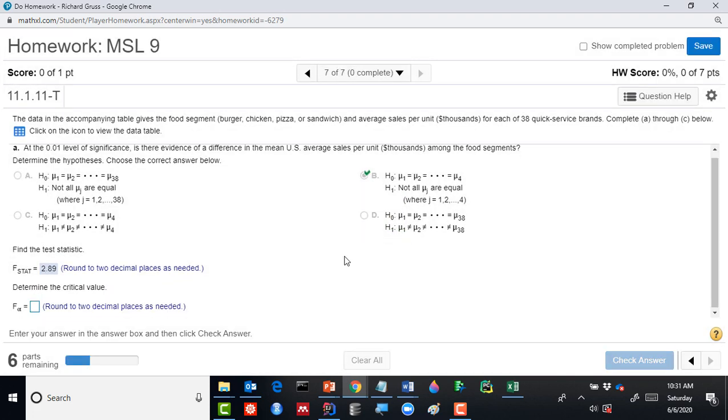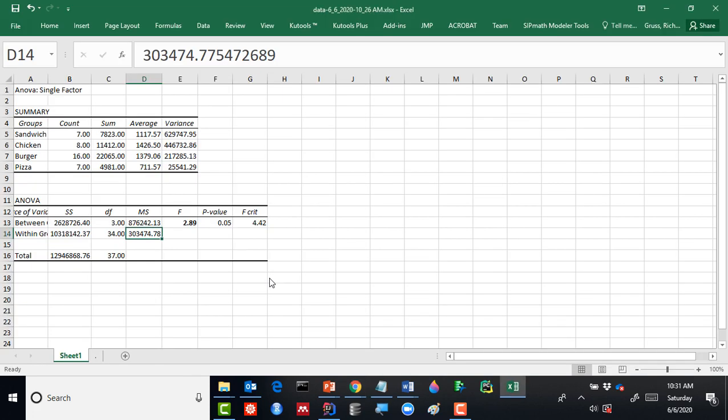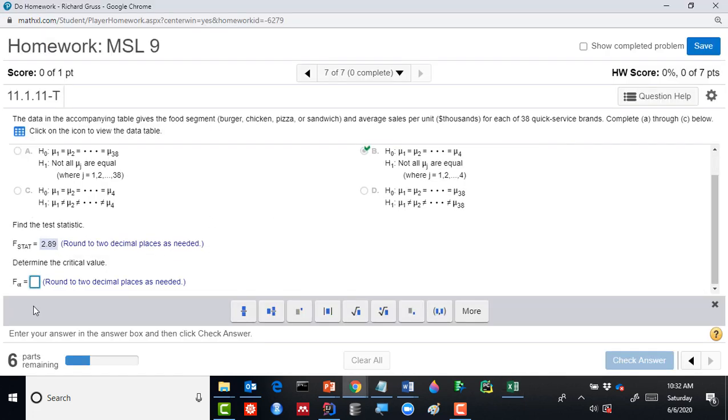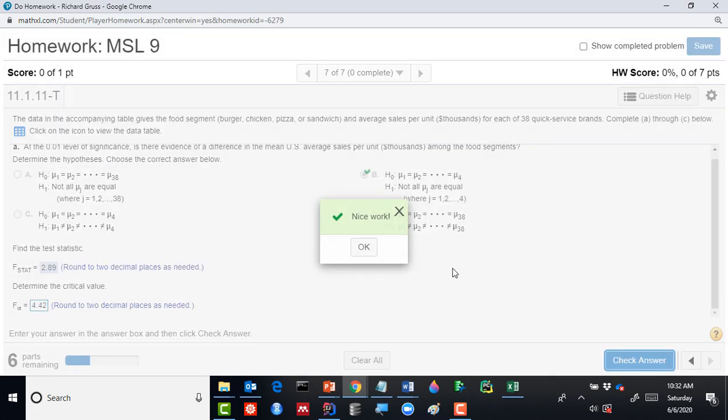We're still just doing the ANOVA part. So determine the critical value. As long as I put in my alpha correctly on that last dialog, then this should be the right answer, 4.42. This is the critical value, and if the F statistic had been larger than this, then we would have rejected the null hypothesis. Let's check if that's right.